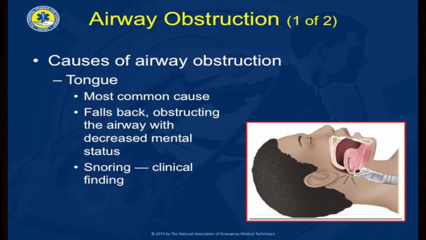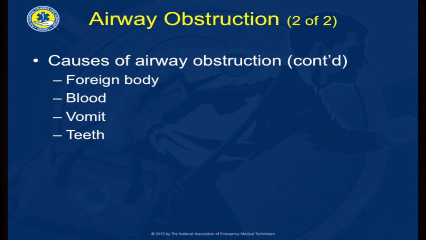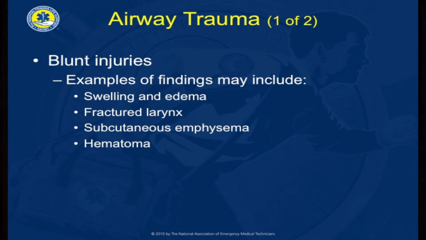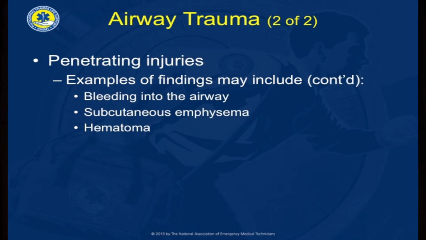So the tongue, like we said, is the most common cause of the snoring sound. That will fall back with patients who have decreased mental status. Right? That is generally a sign that they are relaxed, the tissue is relaxed, the tongue is falling back, and that partial obstruction may cause some difficulty with ventilation. You may also have some blood or vomit, some teeth issues like we said earlier. And again, blunt injuries may cause swelling, edema, fractured larynx, subcutaneous emphysema, and hematoma. Penetrating injuries, you may have bleeding into the airway. There's the subcutaneous emphysema again, and also hematoma as well with penetrating.